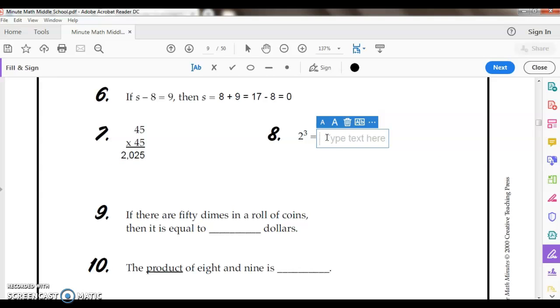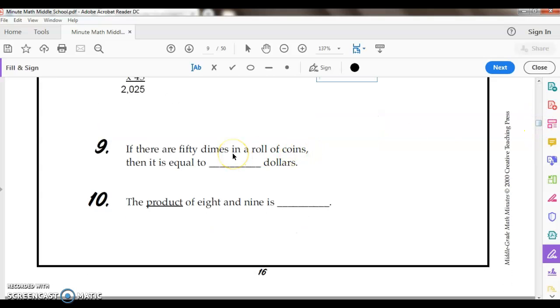To cube, what we're going to do is 2 times 2 times 2. The reason we did that is because there's a 3. So we're going to have 2 multiply itself 3 times. Starting with the first part, 2 times 2 is 4. 4 times 2 equals 8. So that's basically how you do that.